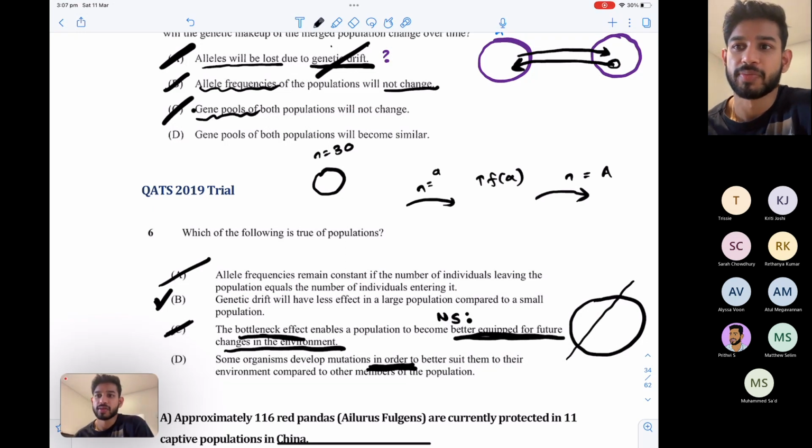But Mohad, what do you think about the part that I bolded there, which is that organisms develop mutations in order to better suit themselves against the environment? Is that how mutations arise? So if you expose me to a selective pressure, will I just mutate to better suit that environment? No. No. Very good, right?